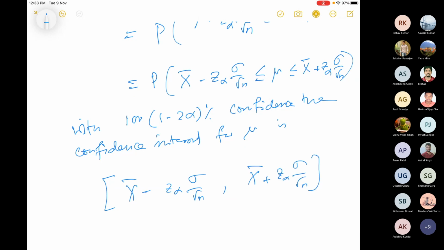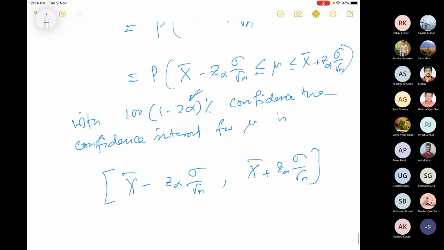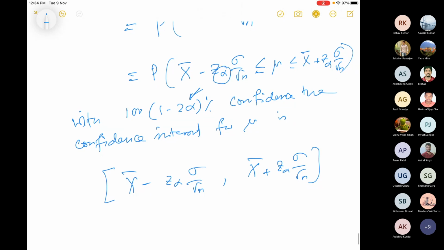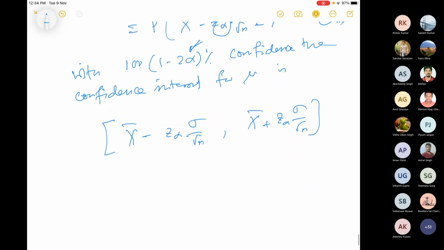Now I don't want it to be 1 minus 2 alpha, but I want it to be equal to 1 minus alpha. So in that case, what we can do is replace the alpha by alpha by 2, and that's it.